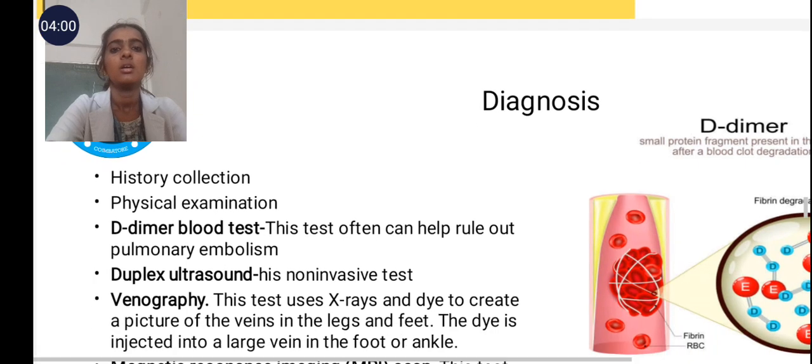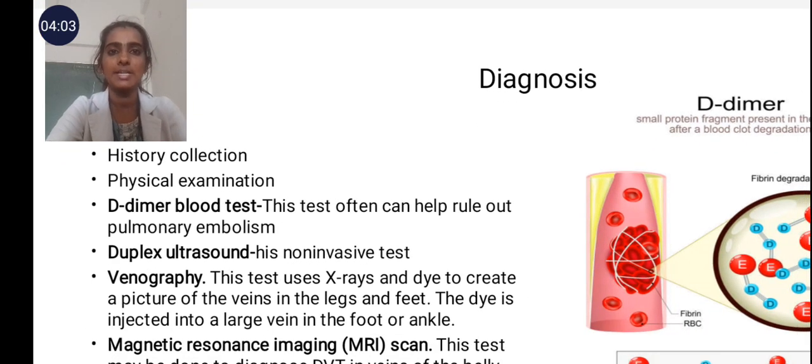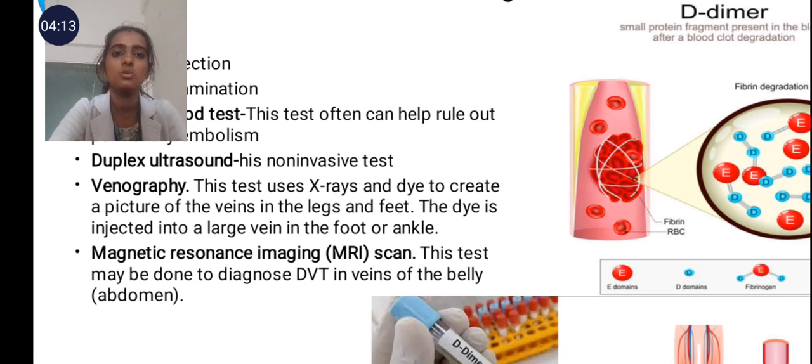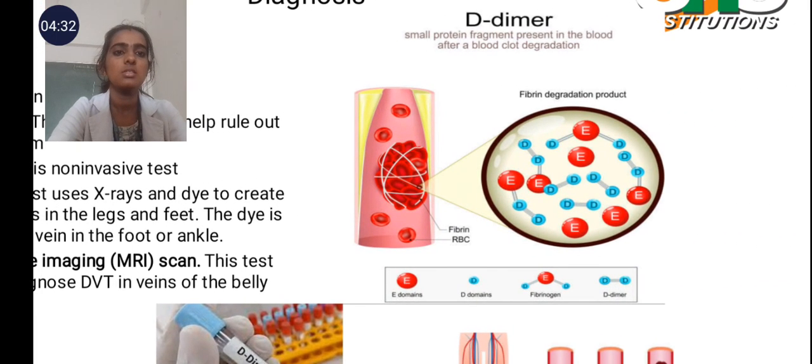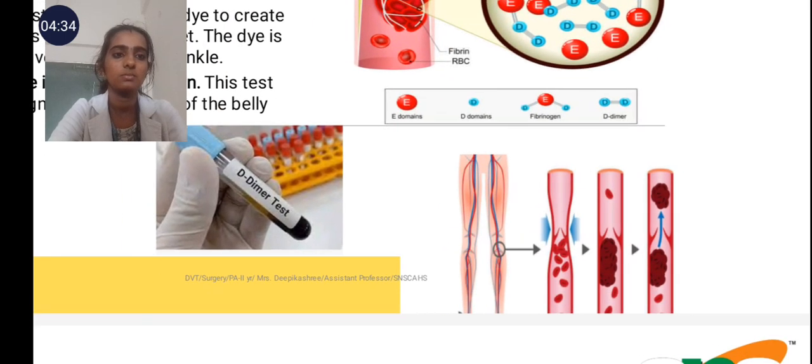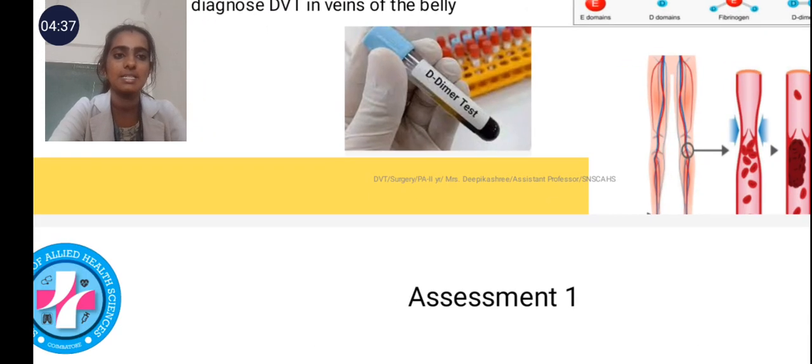And diagnosis of deep vein thrombosis: history collection, physical examination, and the D-dimer blood test. This test often can help rule out pulmonary embolism. Then duplex ultrasound, and venography. This test uses X-ray and dye to create a picture of the veins in the leg and feet. The dye is injected into a large vein in the foot or ankle. Then magnetic resonance imaging, that means MRI. This test may be done to diagnose DVT in the veins of the belly. So this is the D-dimer test from the affected site.